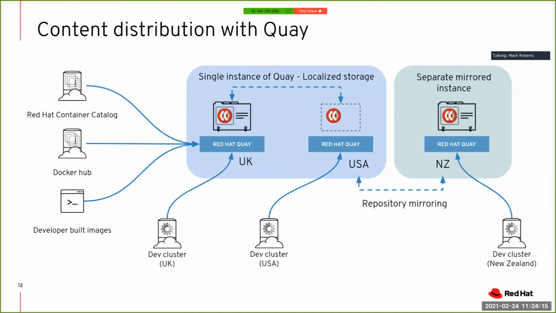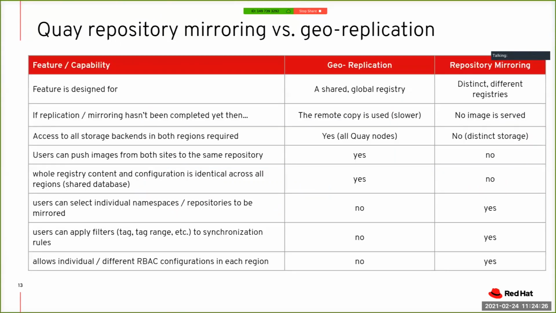So we have an option there of doing effectively a geo-replication of the storage, or we can do repository mirroring and create a completely separate instance. And here we're going to show you the difference between the two. So the geo-replication is designed for a shared and global registry where we have effectively one master instance, but we are effectively creating a cache around the world. The repository mirroring are distinct different registries, completely isolated.